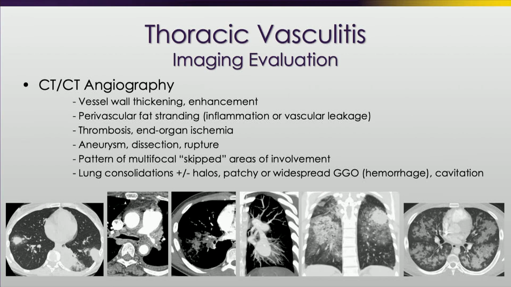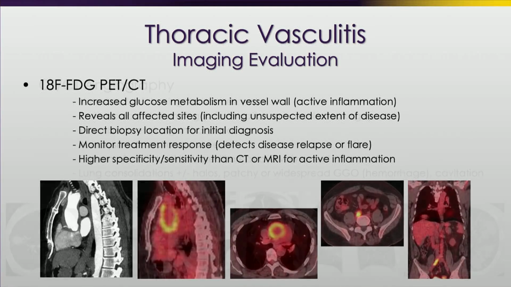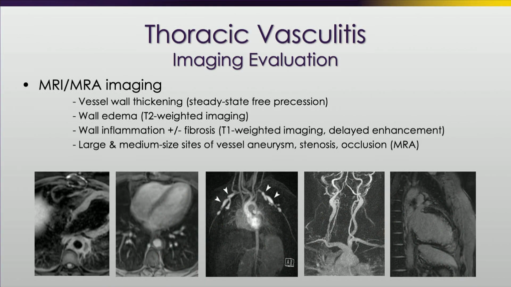And I just wanted you to see something that will be included in your slide deck, where I have summarized by modality some of the classic and key imaging findings of vasculitis in the chest. This is CT and CT angiography. Here are some of the relevant findings and clinical impact of using FDG PET-CT in evaluation and management of thoracic vasculitis. And finally, the well-recognized findings on MRI and MRA of vascular wall inflammation.